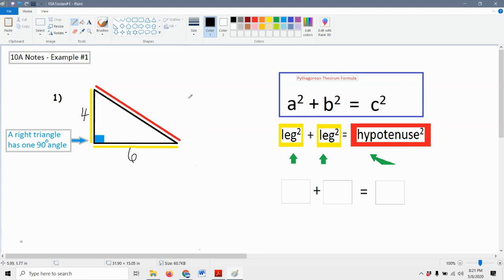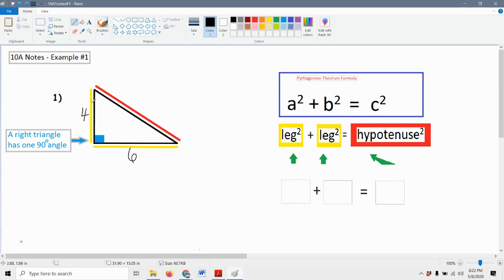First of all, let's take a look at a right triangle. A right triangle is a triangle that has one 90-degree angle. You'll see that depicted with a little box in the corner. It's not going to be cute and blue, but it will be a little box that shows you that angle is a 90-degree angle. When you have one 90-degree angle, it's a right triangle, and that means you can use this formula to help you find a missing side.